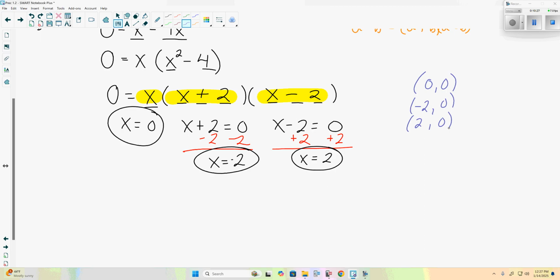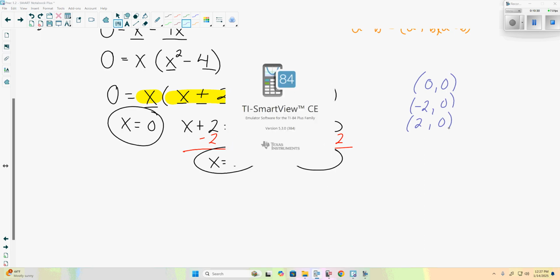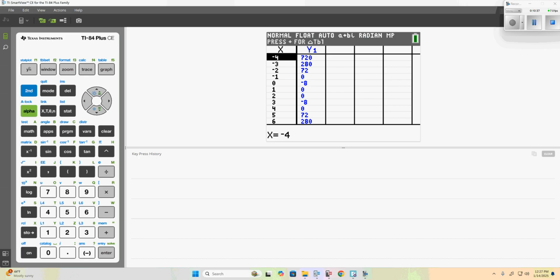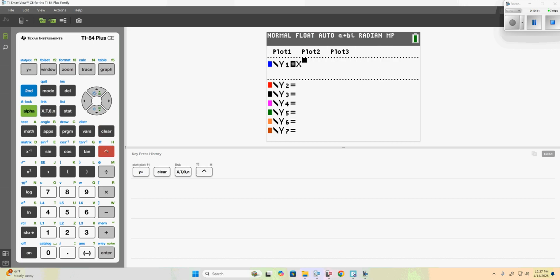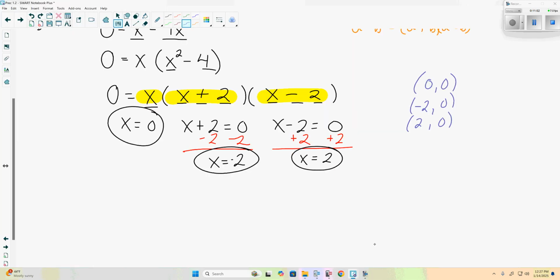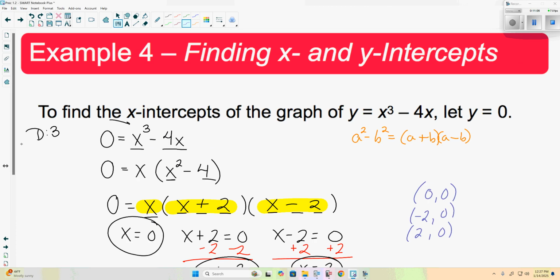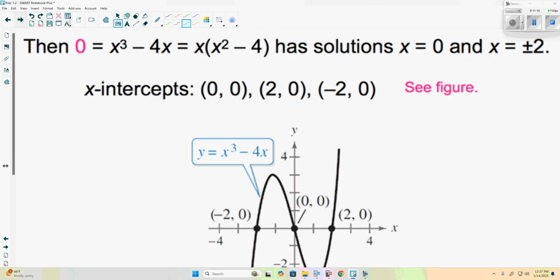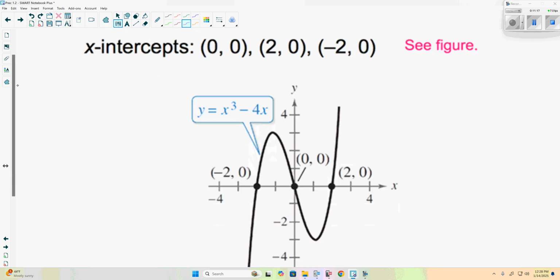Questions on this here? X cubed minus 4x. We can graph it and we see that at -2, 0, and 2, the y value is indeed 0. So graphically, we do have it too. Questions on finding the x-intercept? Really, it's just solving the equation like we've done before.